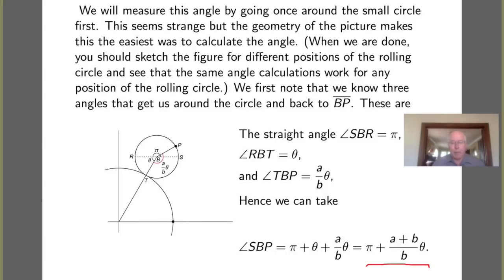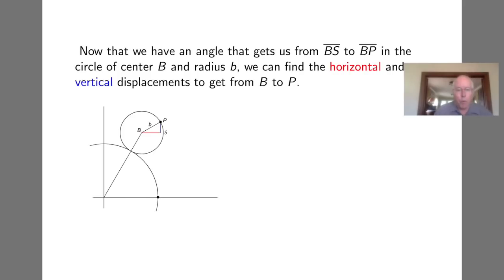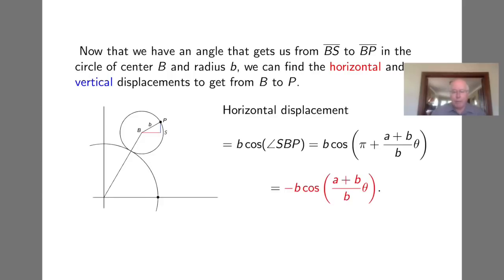Now that we know that angle, we can figure out the horizontal and vertical displacement and finally get our position for the point P. So for the horizontal displacement measured in red and the vertical displacement measured in blue from the center, we have the following. The horizontal displacement, as we saw earlier, is just given by the radius of the circle times the angle needed to get up to that point.